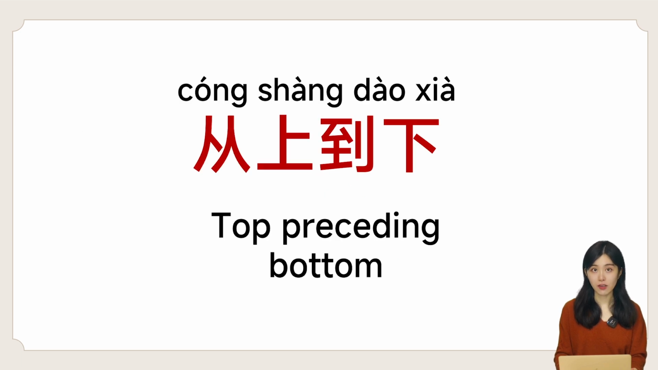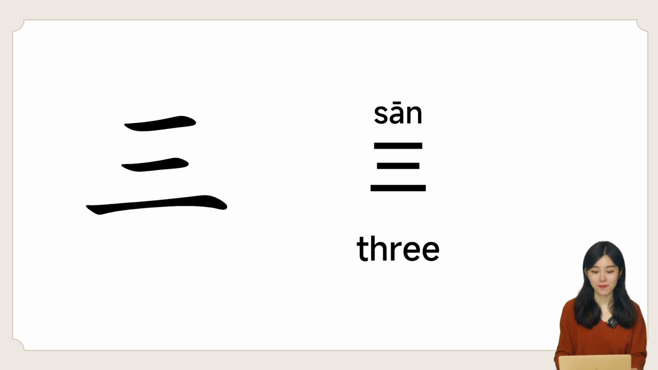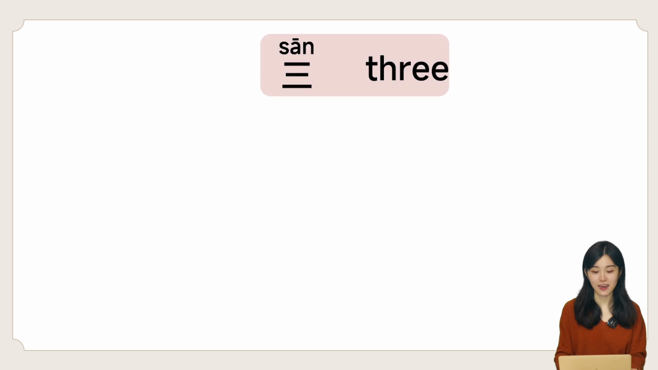从上到下 Top preceding bottom. We talk about this rule all the time actually. It means you should write characters from the top to the bottom. Now, see 2 example characters. We are familiar with this character, right? 三 means 3. Please read it after me. 三. Let's see how to write this character.